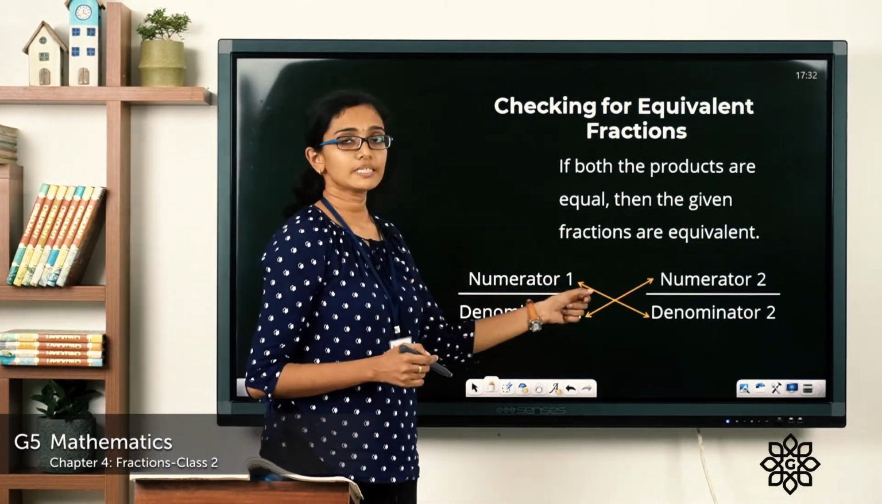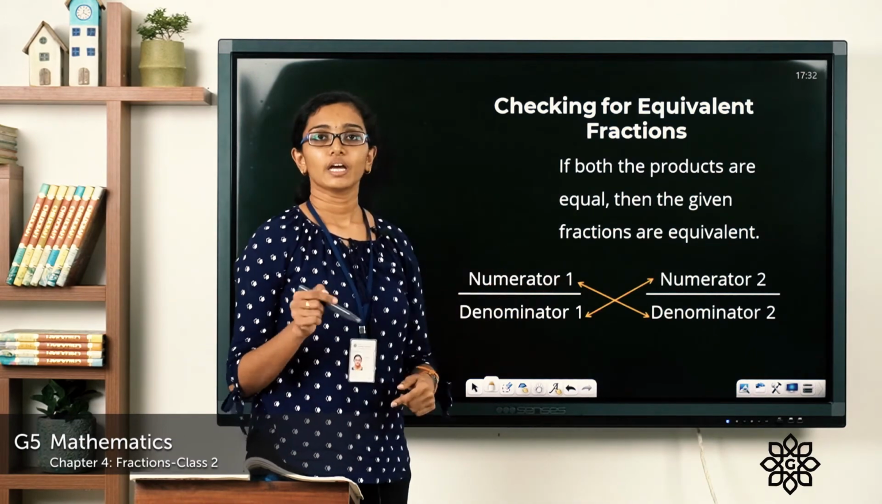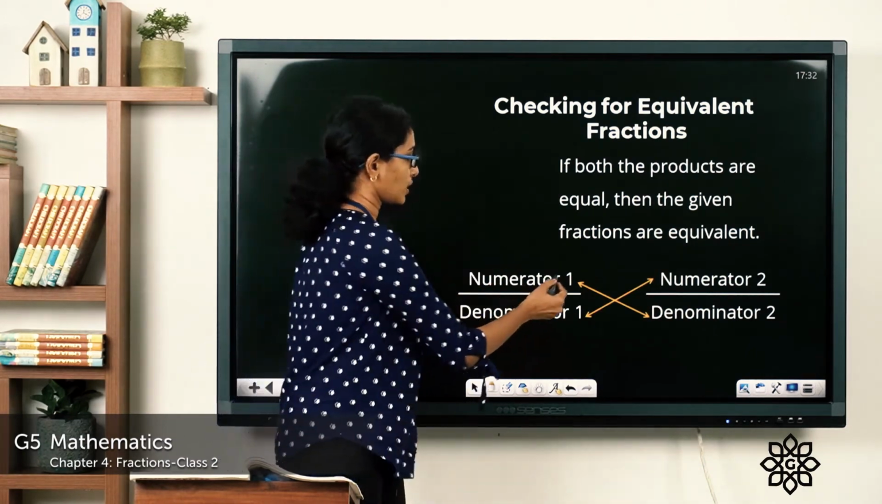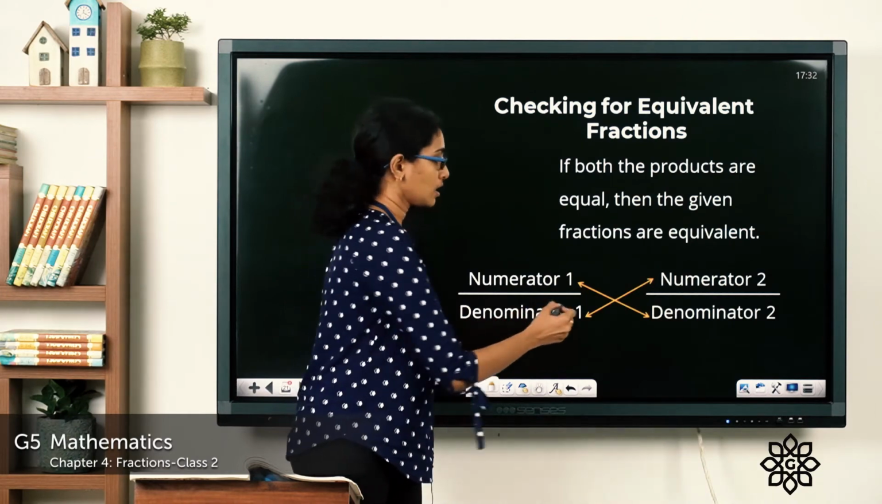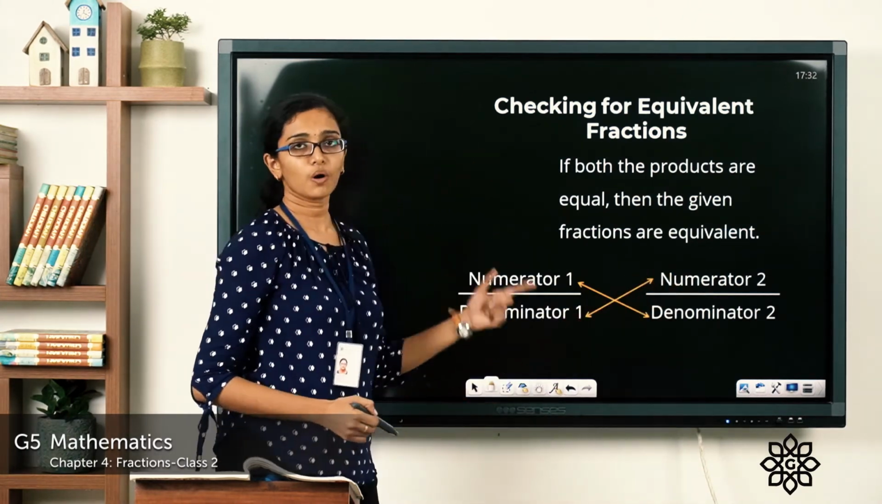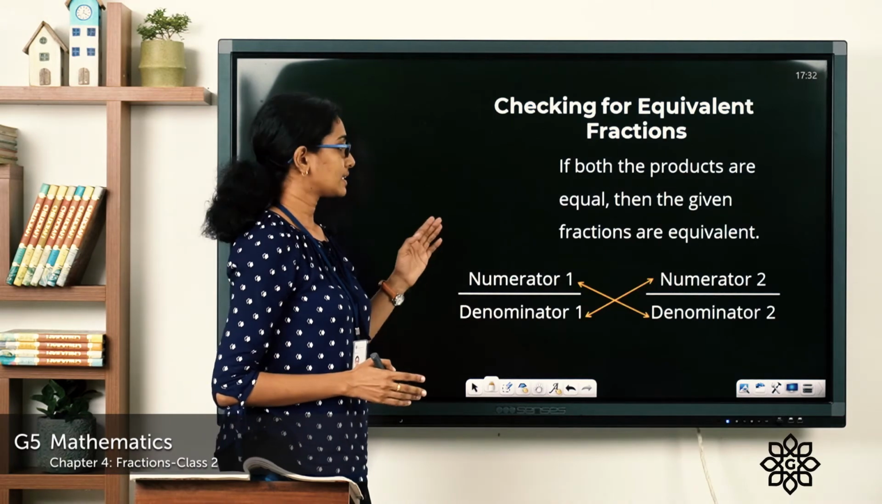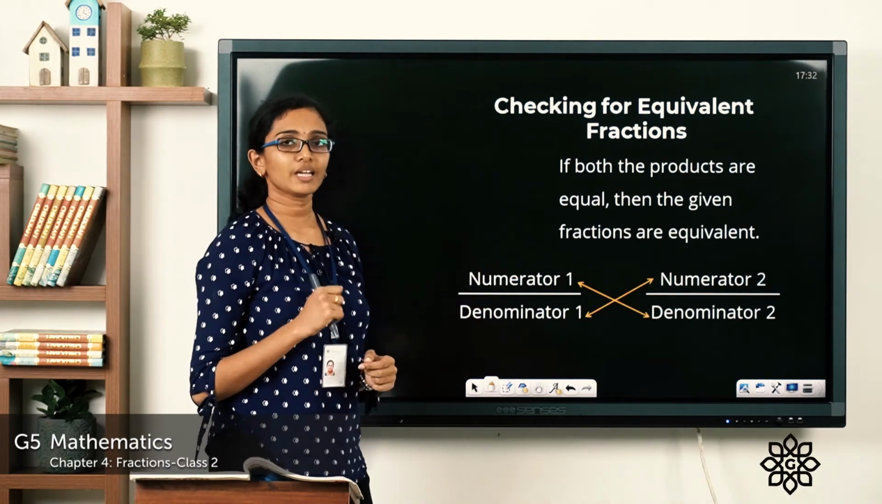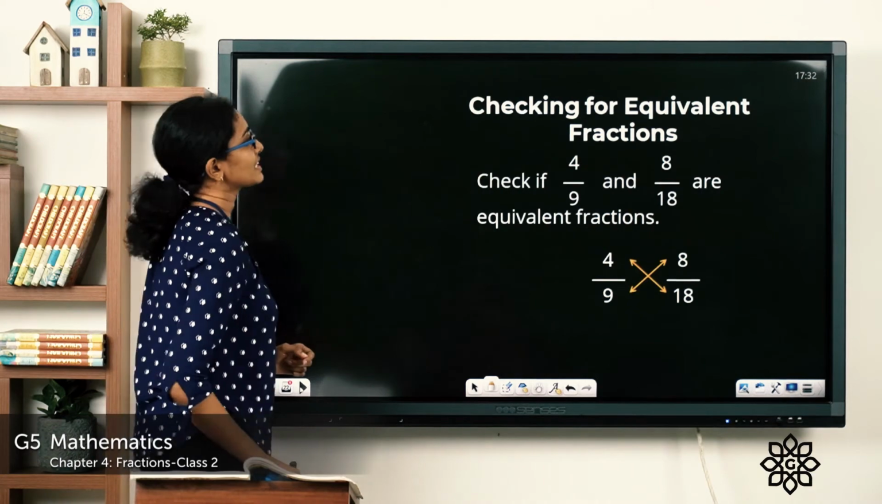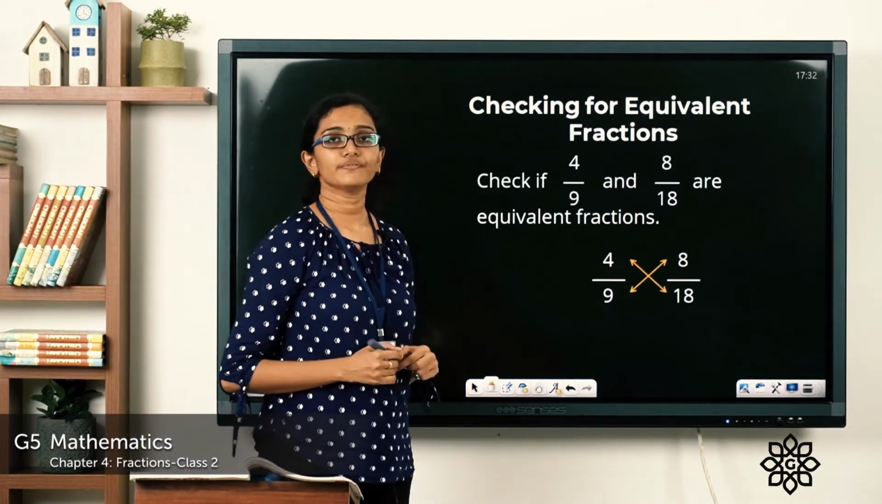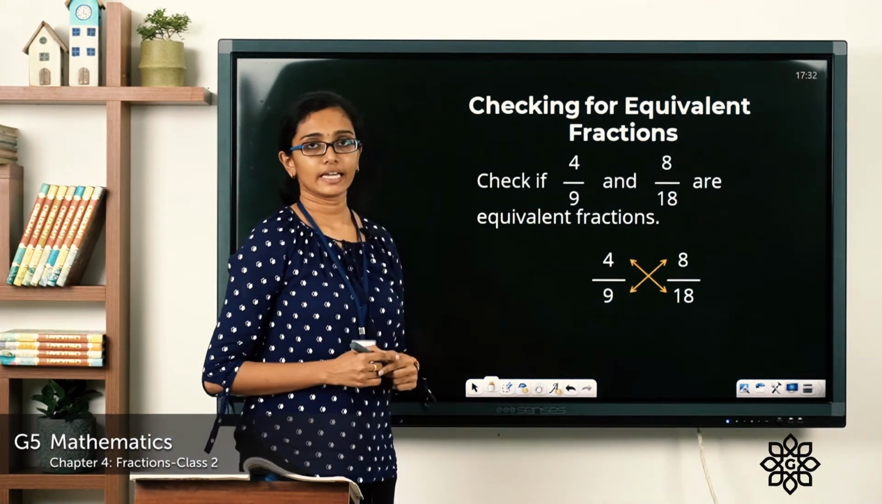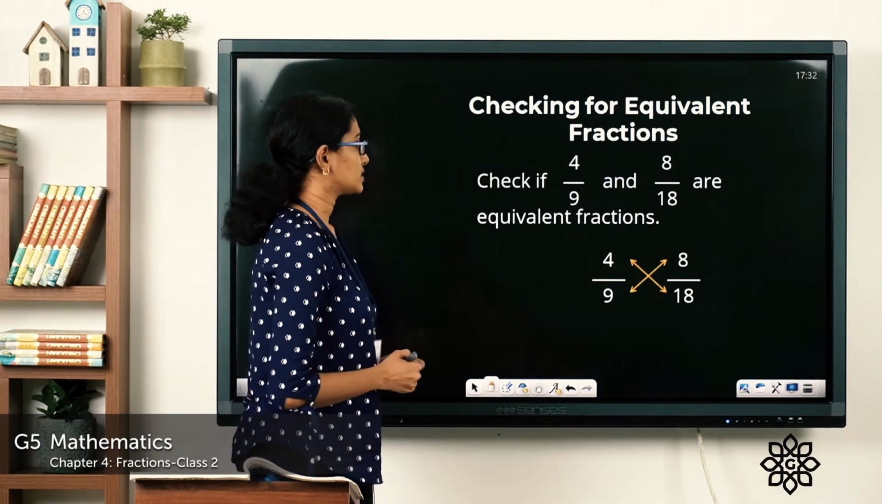And when you multiply like this, if both the products, the product of this multiplication and the product of this multiplication, are the same, we can say the given fractions are also equivalent. Let's see that with an example. Check if 4 by 9 and 8 by 18 are equivalent fractions.